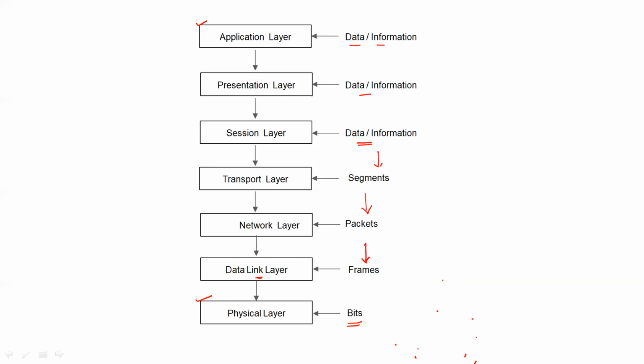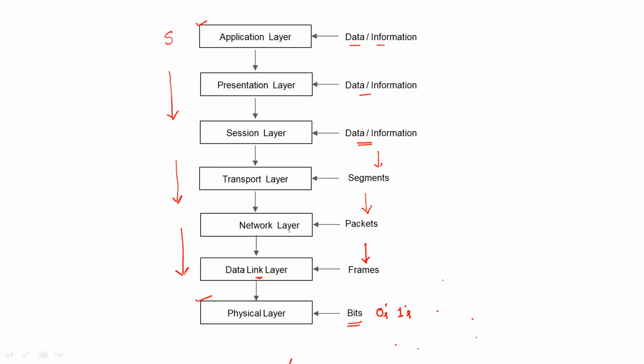Because at last, over the medium, we should transmit everything in terms of zeros and ones. So bits means zeros and ones, right? Here at physical layer, though we got frames at data link layer, the frames will be received by physical layer, but it will transmit these frames in terms of zeros and ones. So this is how information is transmitted from application layer to the physical layer. This is at the sender side basically. At sender side, information will be transmitted from application layer to the physical layer.